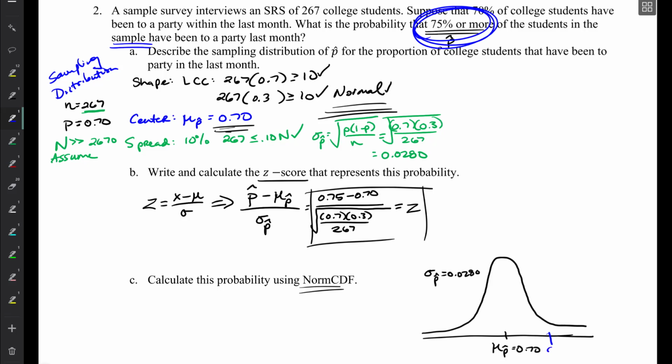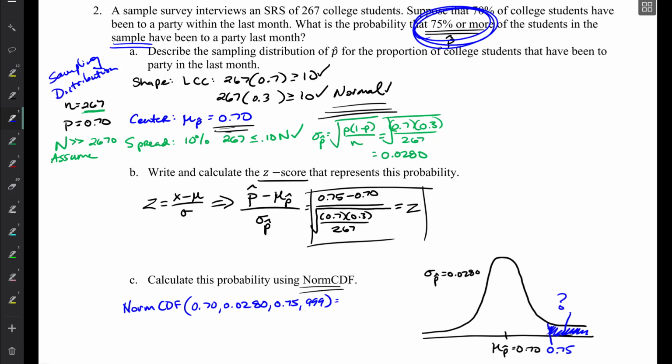Well, 75% is going to be somewhere over here to the right. I don't know exactly where. I don't need to know. I'm just trying to understand 75% or more will be a mark to the right and an area to the right. And this is what we're going to try and find using our norm CDF calculator, where we have a mean of 0.70, standard deviation of 0.0280, a lower bound we started shading in at 0.75, and then an upper bound that's going to go all the way up to positive infinity.